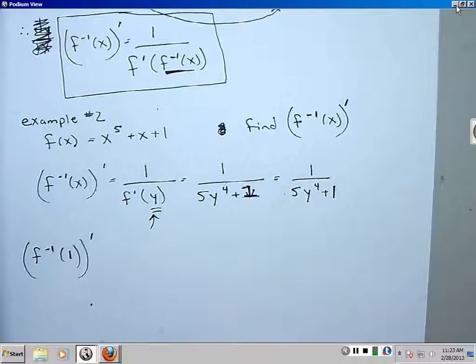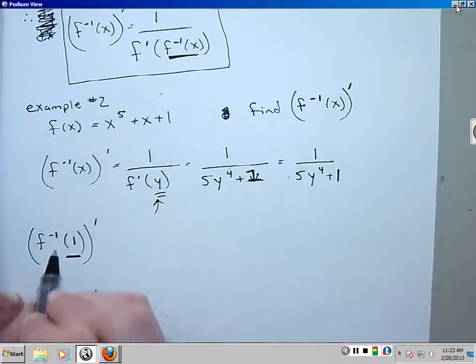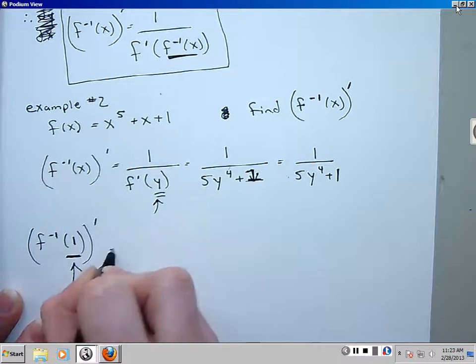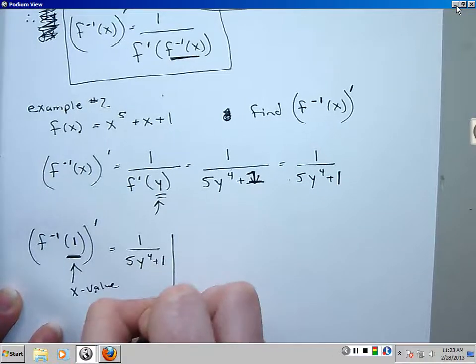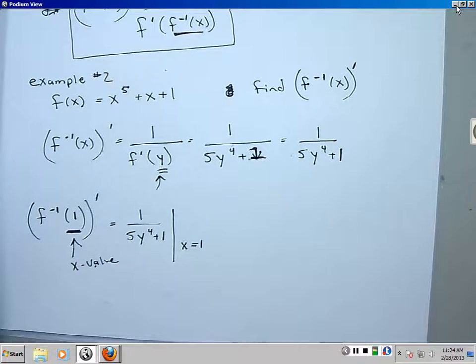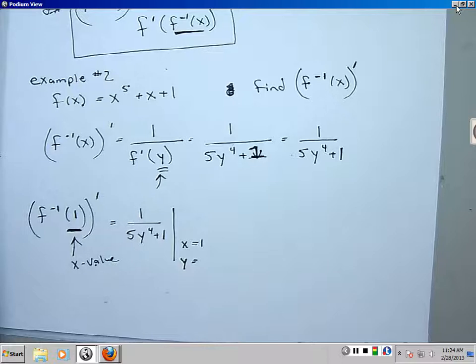So the trick here is when it comes down to this 1. This is an x value. This is an x value. But my formula is 1 over 5y to the 4th plus 1, and I want to evaluate that at x equals 1, but plugging in x equals 1 doesn't get me where I have to find the y value. What is the y value? Right, they're related. If I plug in x to my original function, I get out y. But if I plug y into my original function, I get out x.